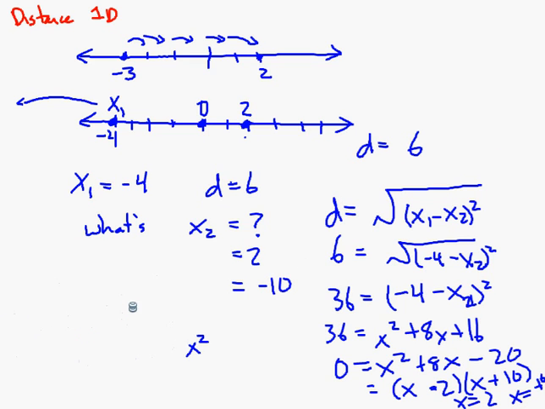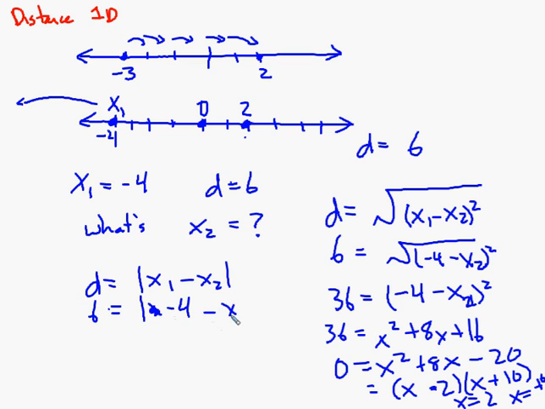We also have the absolute value distance formula, so let's go ahead and take a look at doing it that way. So distance in one dimension, x1 minus x2 in absolute value symbols. Take that 6. This way, again, a little bit easier. X1 is negative 4. Alright, so now with absolute value, I have two possibilities. It could be negative 6, or it could be positive 6.